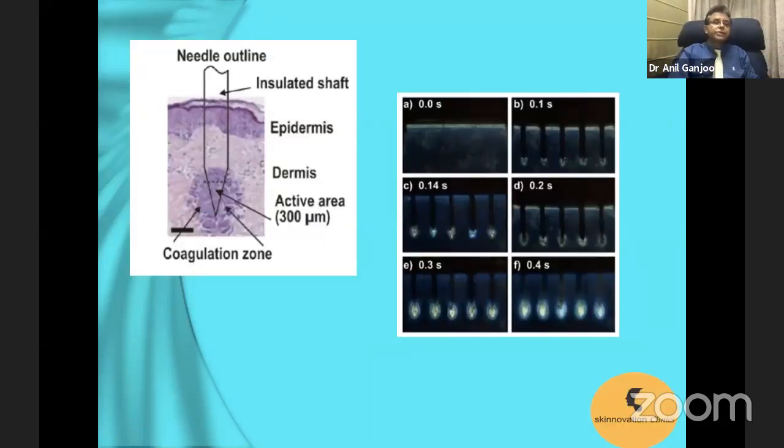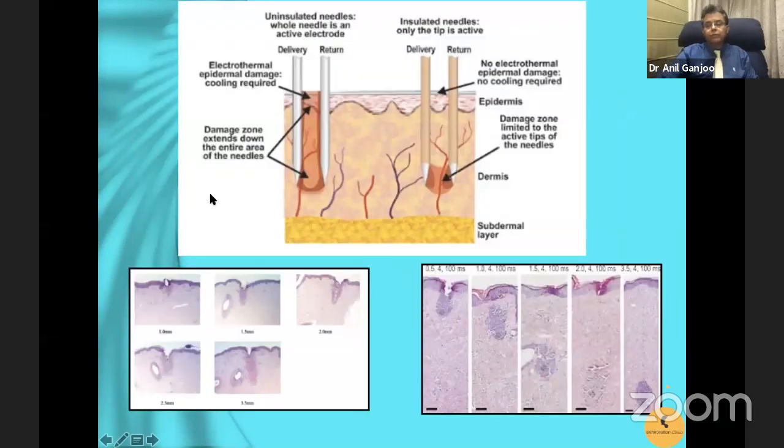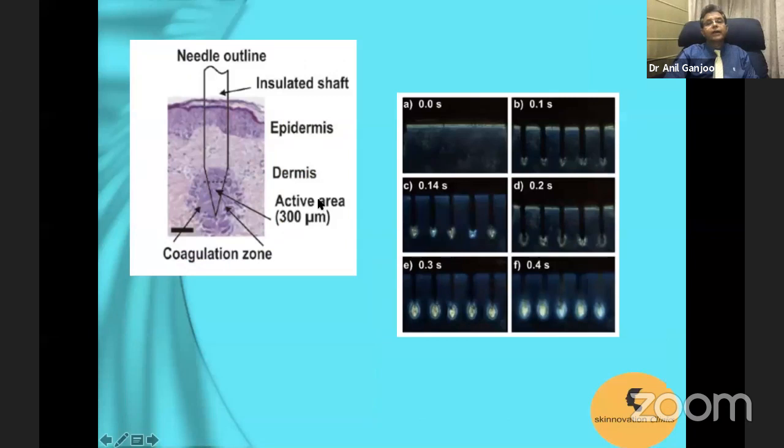So this is a diagrammatic representation of what I told you. A needle will go into the skin, deep down in the skin, and these are two types of needles, insulated and non-insulated. I'll tell you what the difference is. An insulated needle will have an opening only at the tip, lower tip. It will enter into the skin and deliver energy at the tip, and from here it will travel to the negative electrode. So the intervening skin is left alone. So no damage done to the upper dermis, no damage done to the epidermis.